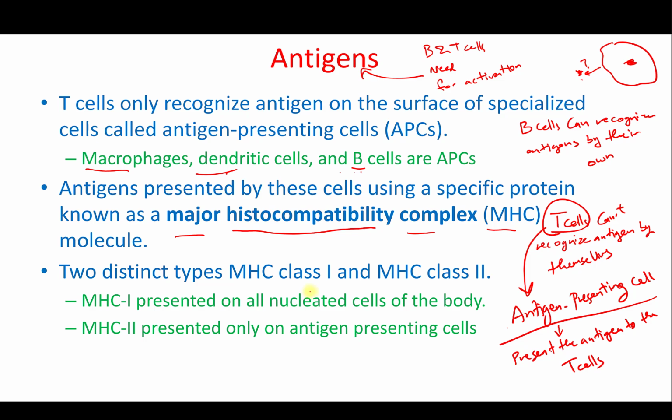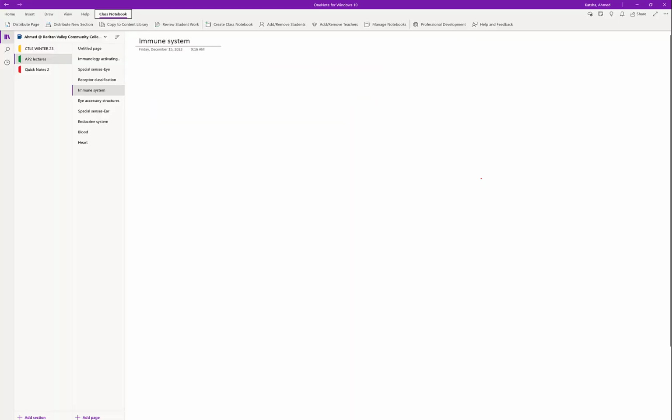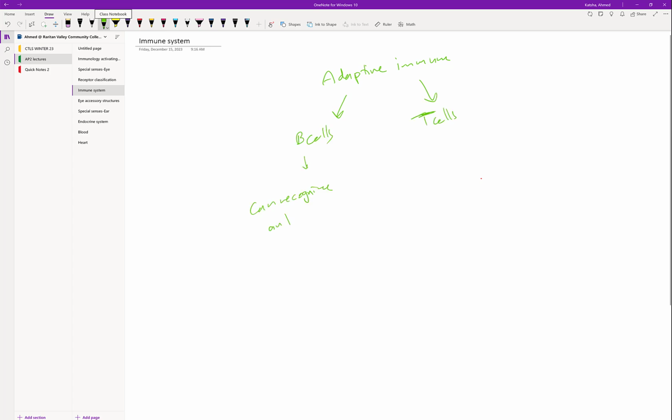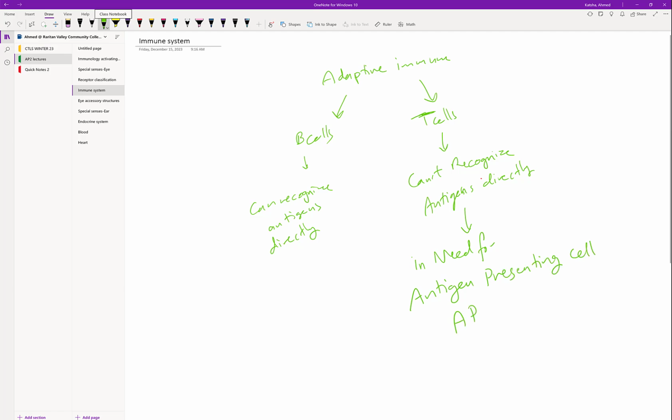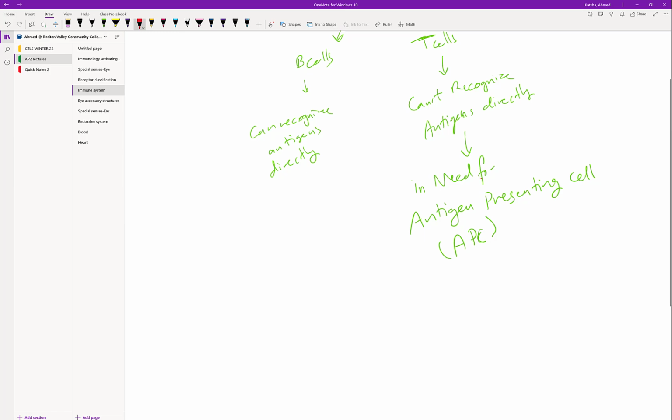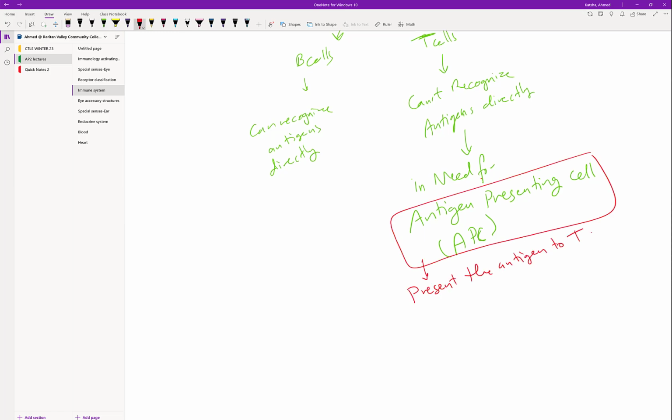And this MHC has two classes, MHC-I and MHC-II. MHC-I is presented on all nucleated cells of the body. MHC-II is presented only on the antigen presenting cells. If we want to draw this, for the adaptive immune system, we have the B cells and T cells. B cells can recognize antigens directly, T cells cannot recognize directly. Therefore, they need an antigen presenting cell, or APC. Those antigen presenting cells present the antigen to T cells for activation. They could be macrophages, dendritic cells, or even B cells. All of them can be antigen presenting cells.